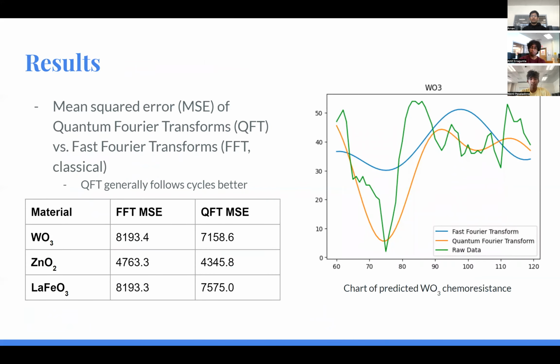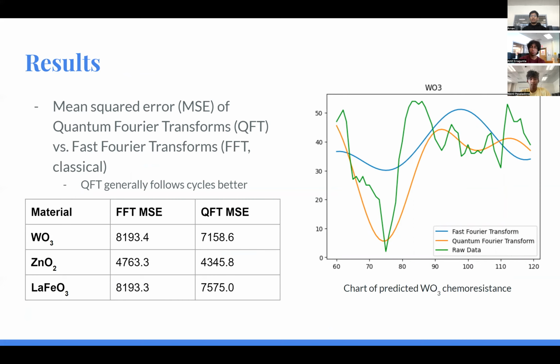As you can see in the results, especially focusing on the image to the right, the green line represents the raw data, the orange line is the quantum Fourier transform, and the blue line is the fast Fourier transform. The orange line fit the data and the curves a lot better than the blue line did, which means it was able to capture the cycles better.